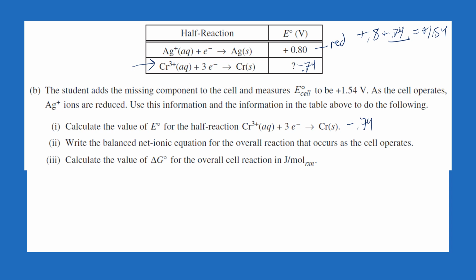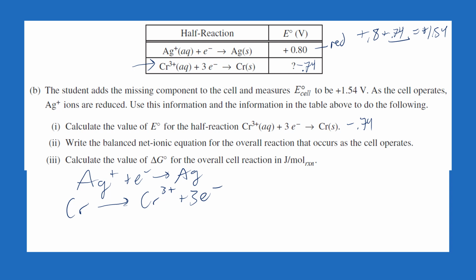Now we want to write the balanced net ionic equation for the overall reaction that occurs. I'm going to write everything out here so you can see it. We have our reduction of the silver ions. We need to flip the chromium reaction because it will be oxidized. And then I need to make the electrons match.